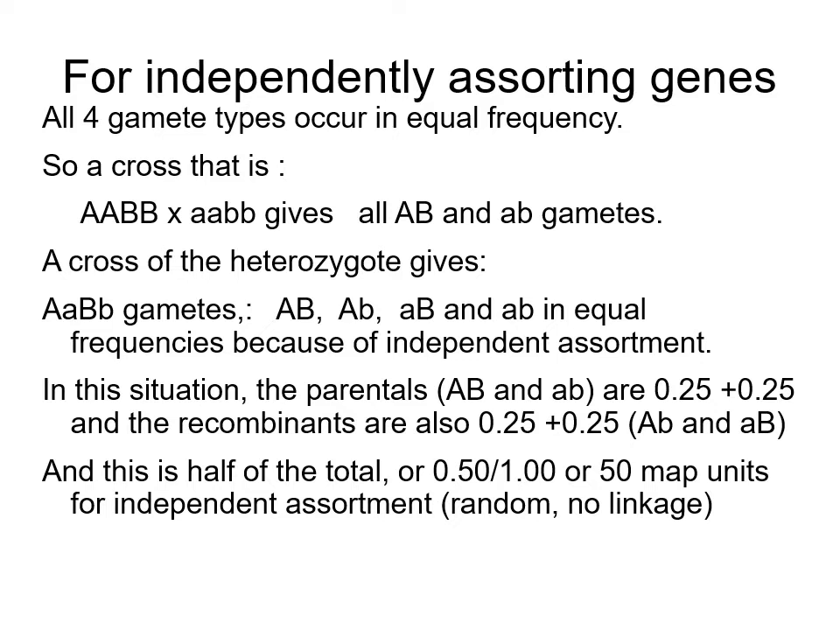So what that says to us is that in independent assortment, half of your gametes are going to be recombinant and half are going to be parental. So 0.25 plus 0.25 over 1 is 50 map units: independent assortment, no linkage. Now, there are different ways you can get recombinants, obviously. These are recombinant in the sense that they're different from what the original parentals were, but they didn't arise by recombination within the chromosome. They arose by independent assortment. Nonetheless, the word recombinant is used to describe those offspring.